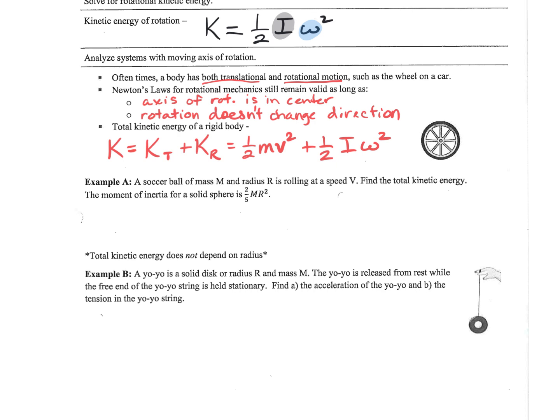Does that explain our ring and disc race results? For the ring, this part was bigger, so this part was smaller than for the disc, right? So the more energy it expends rotating, the less it has to translate.